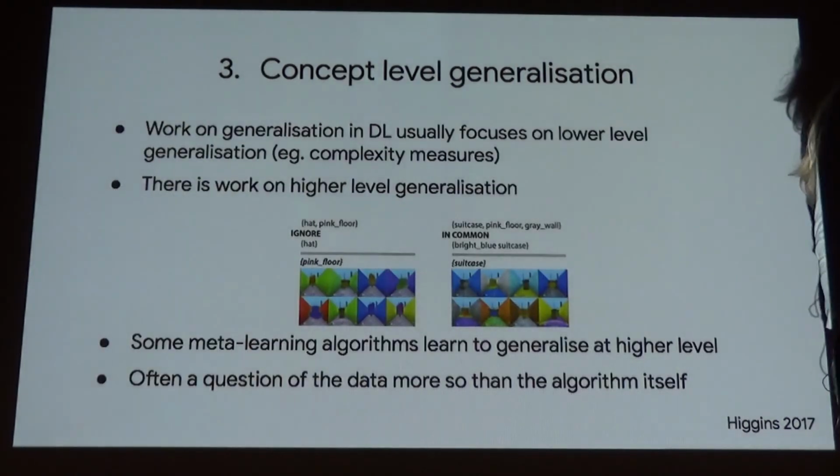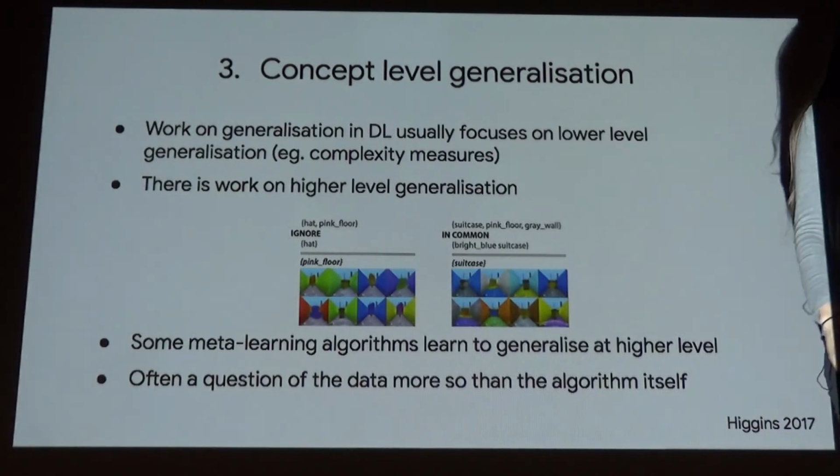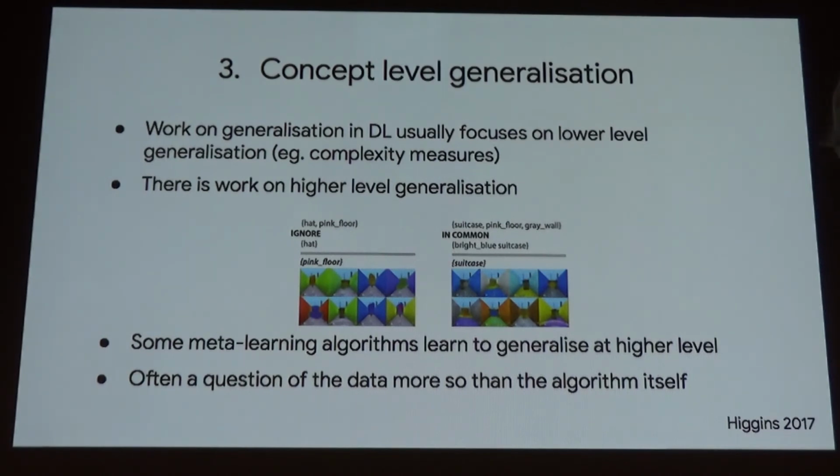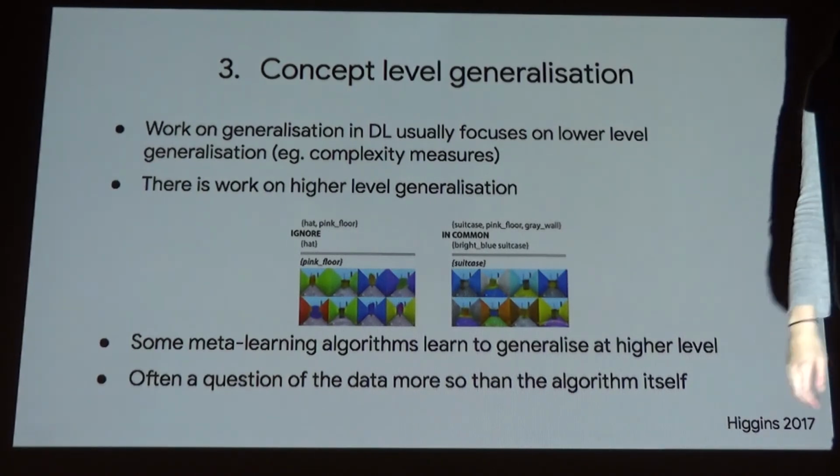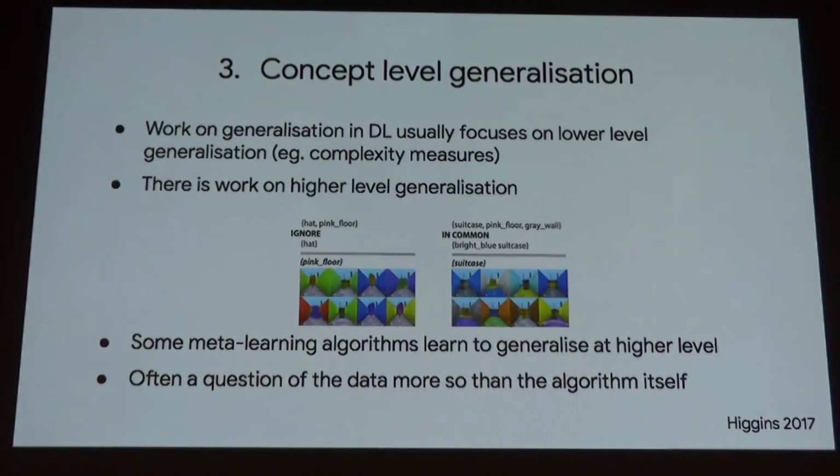And then finally, concept-level generalization is another one that hasn't been very explored. Usually work on generalization in deep learning refers to regularization and how we can measure the complexity of our model at a very low level. Although, of course, there's also higher-level generalization, like Irina presented today with SCAN. You could also argue that some of the meta-learning algorithms, to a certain degree, generalize at a higher level than just pixel level, for example.